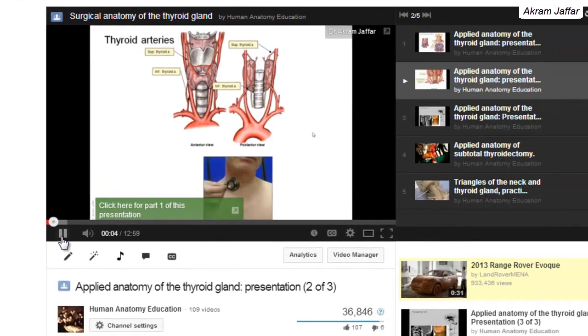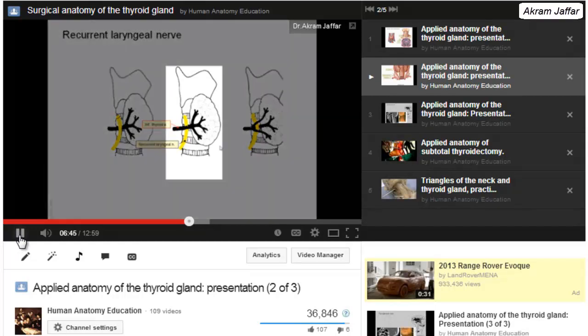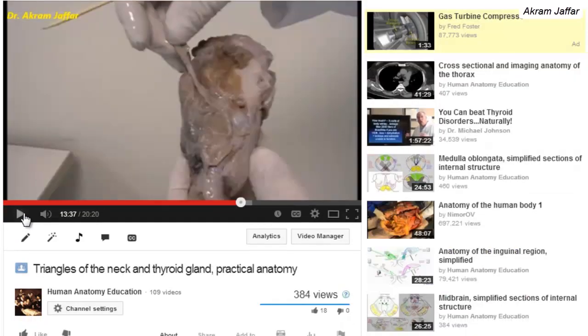Concerning the arterial blood supply of the thyroid gland to the recurrent laryngeal nerve that is located in the groove between the trachea and esophagus. Another video on the practical anatomy of the thyroid gland and the triangles of the neck was also uploaded.